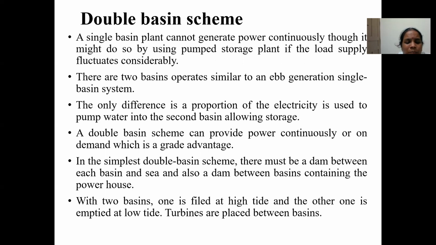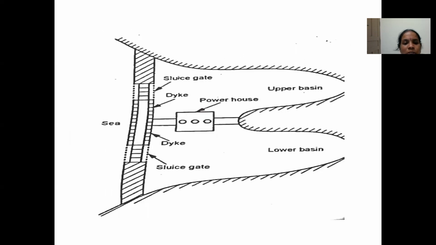So this is the simplest double basin scheme. There must be a dam between each basin and the sea, and also a dam between the basins containing the powerhouse. With the two basins, one is filled at high tide and the other one is emptied at low tide. Turbines are placed between the two basins. This shows the double basin arrangement.